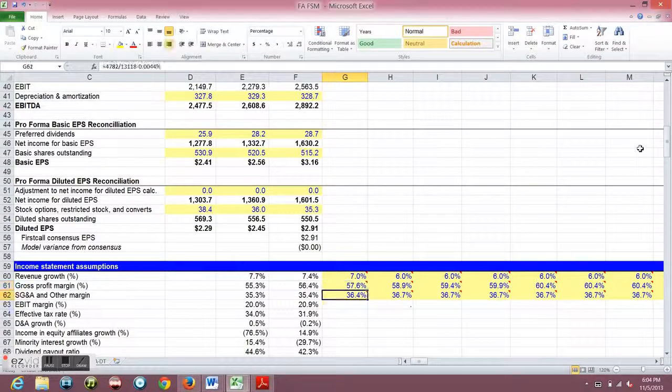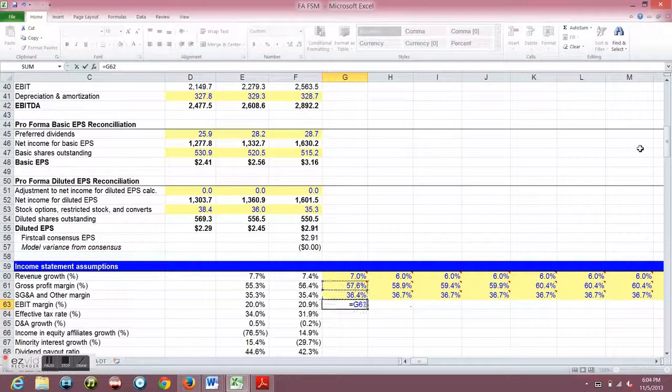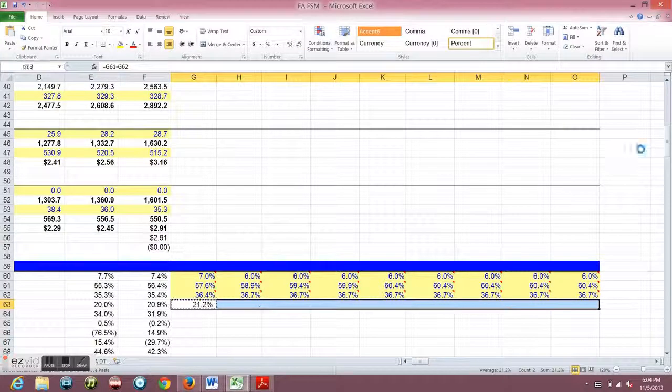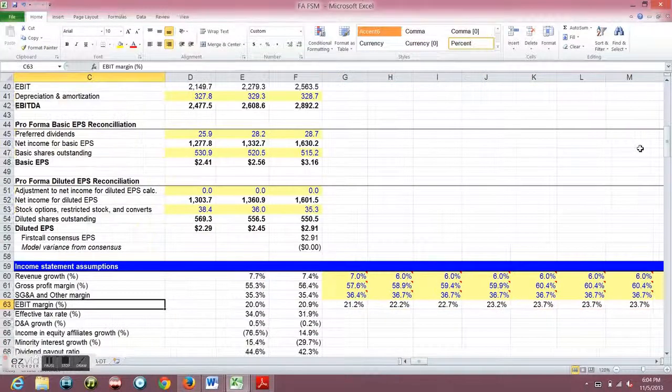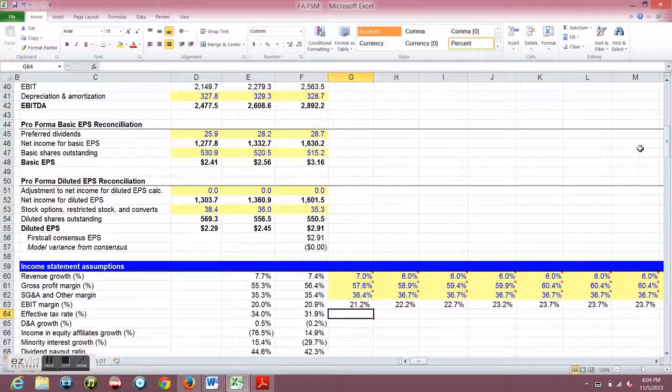So essentially, we're just doing 57.6 minus 36.4. And then we're just going to go across the line like this. And then you can see it is pretty self-explanatory. Everything is in line with each other, so that's good. As for tax rate, we don't have enough information on the tax rate. So in this situation, we don't know where exactly taxes are going to be in the future. So we're going to straight line this as well.